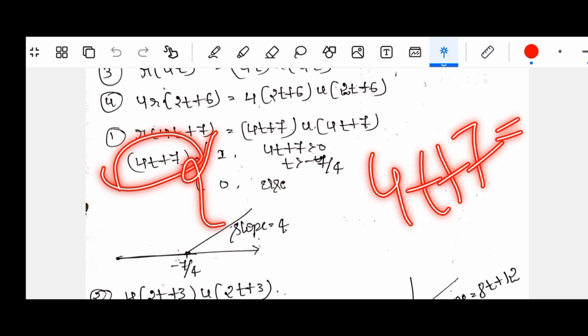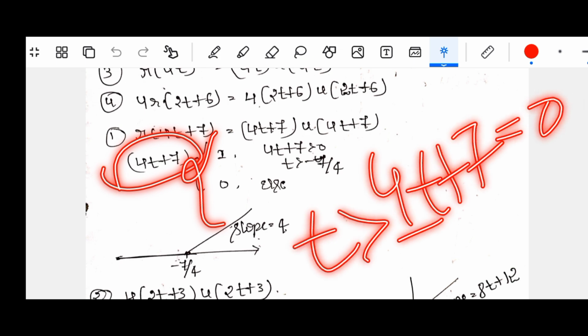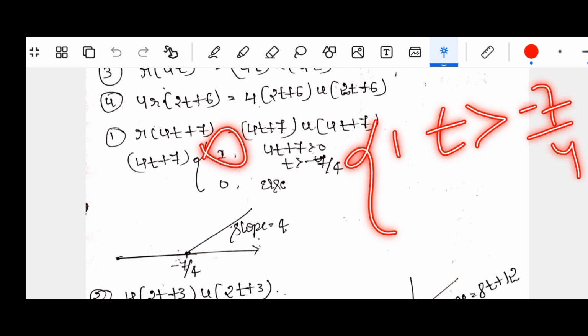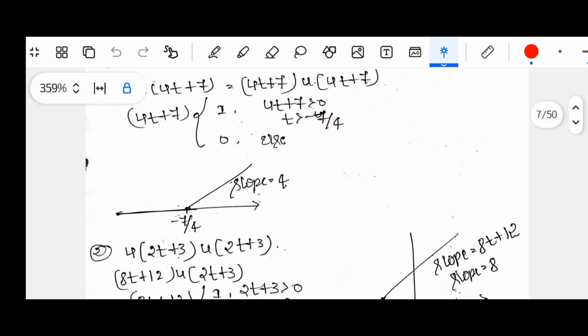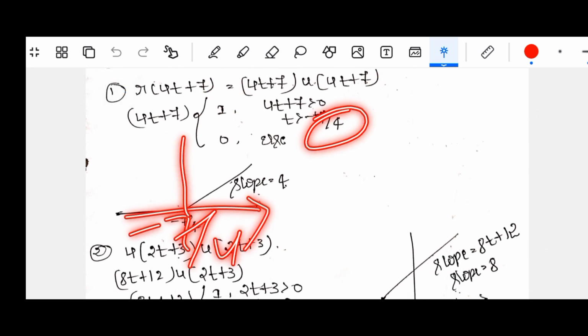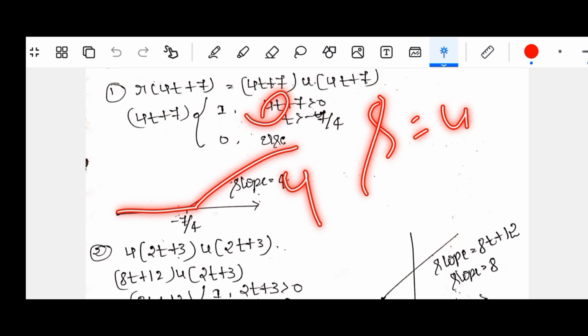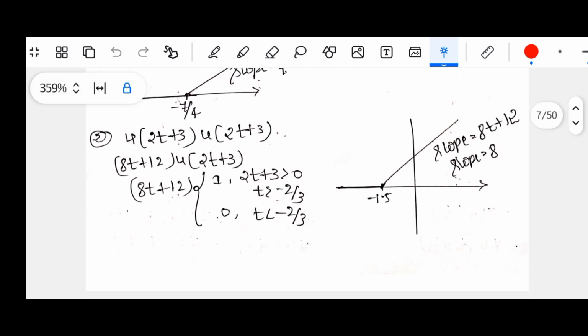Solve this equation. 4t plus 7 is equal to 0 means you will get t greater than minus 7 by 4 for 1, and 0 else. So at t is equal to minus 7 by 4, the slope will be plus 4. Differentiate this: slope s is equal to 4t, you will get 4. So therefore the slope will be 4.